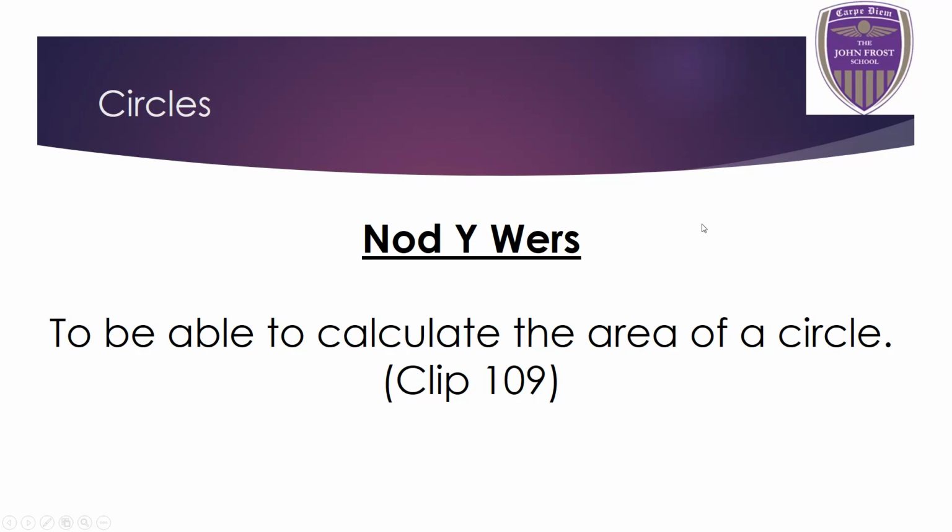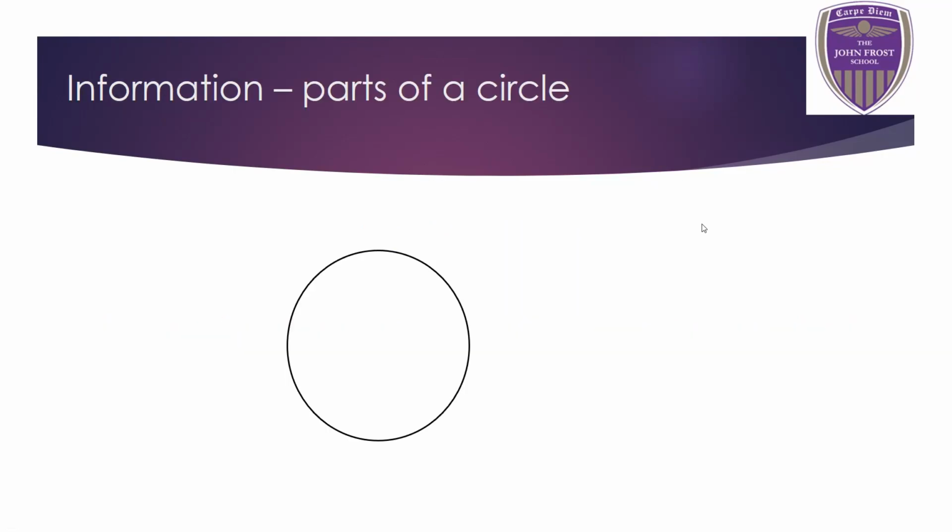Okay, so area of a circle. I just quickly want to discuss the parts of a circle first. You should already know this hopefully, but there's a couple of things that we need to know. We need to know what the circumference of a circle is, not just how to work it out, but also what it is. On a circle, the circumference is the distance all the way around the outside.